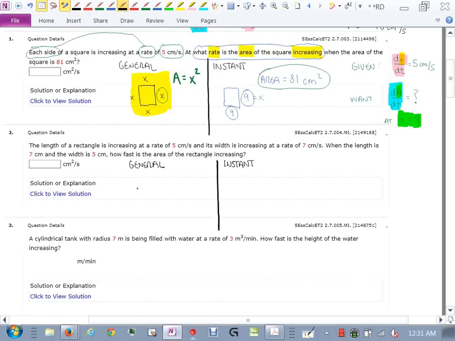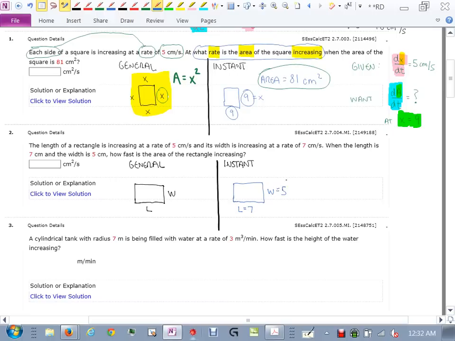My general picture is a rectangle, not a square this time. And the length and the width are changing. So I'll call this side length, I'll call this side width. Now in my instant in time rectangle, I know that my length is 7 and my width is 5.